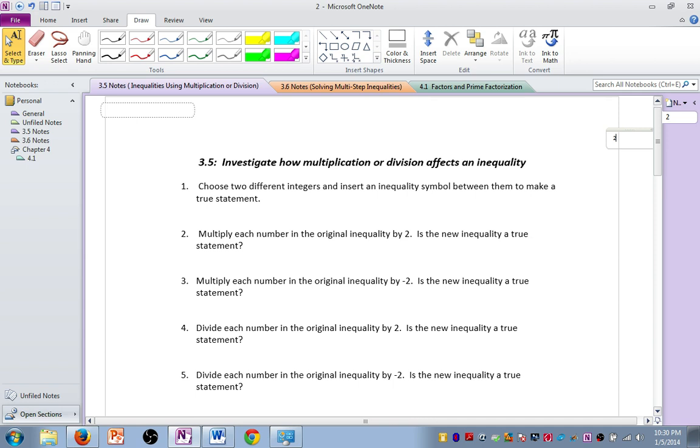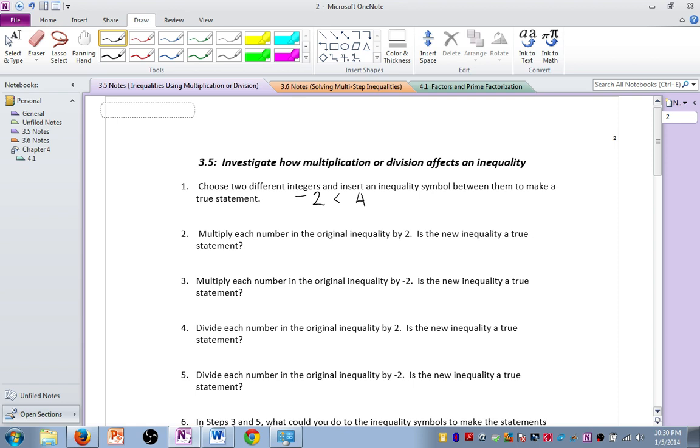Okay, in this lesson, we're going to discover how multiplication and division affects an inequality. So what we're going to start with is we're going to choose two different integers and put the inequality symbol in between them. So let's go with -2 and 4. And the inequality symbol that we would need to put in between them in order to make the statement true is a less than sign.